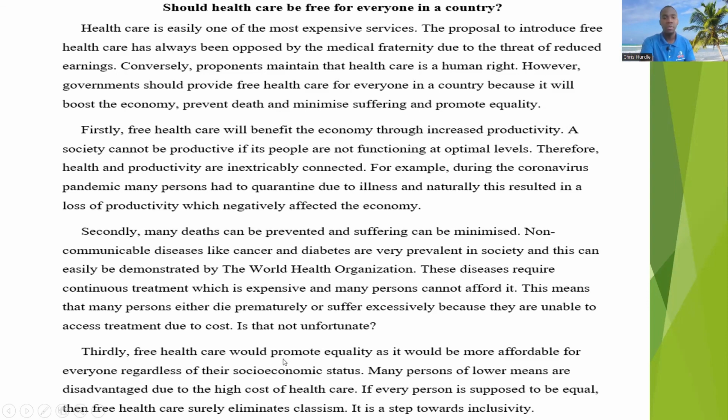Thirdly, free healthcare would promote equality as it would be more affordable for everyone regardless of their socioeconomic status. All right, so that's my topic sentence. Many persons of lower means are disadvantaged due to the high cost of healthcare. If every person is supposed to be equal, then free healthcare surely eliminates classism. And this is discrimination on the grounds of class, of course. It is a step towards inclusivity. So that's an explanation.